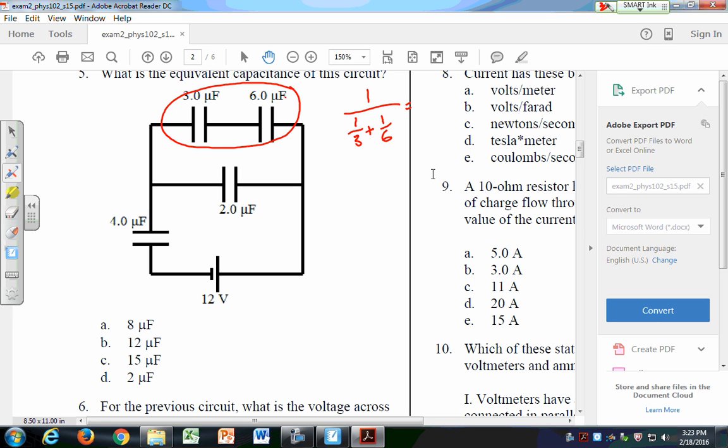It's actually going to be, yeah, 1 over 2/6 plus 1/6. But 2/6 plus 1/6 is what? 3/6, which is really a half. Right, so it's 1 over a half, which is half goes into 1 twice. So the equivalent of these is 2 microfarads. All right, what are we going to do next? That 2 microfarad, what do I do next?